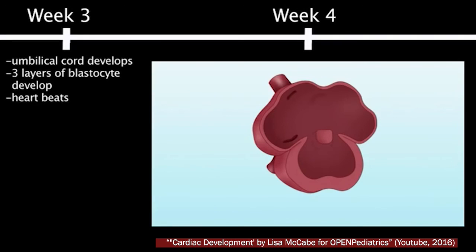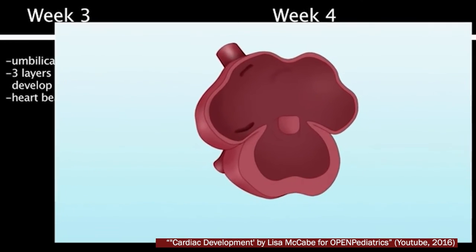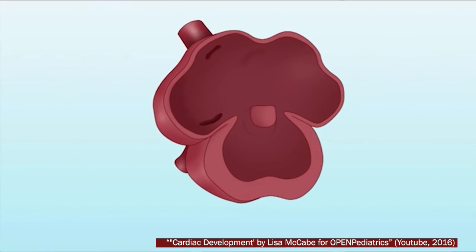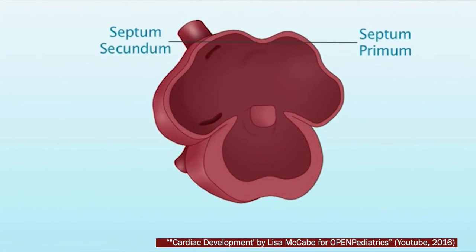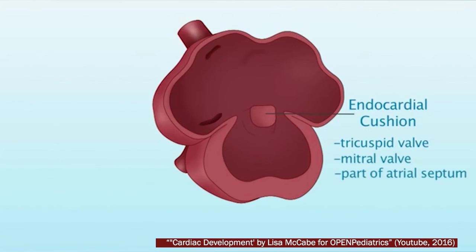Entering into the 4th week of fetal life, the atrial septum and ventricular septum begin to form. The atrial septum grows in layers and includes the tissues of septum primum, septum secundum, and endocardial cushion tissue. The endocardial cushion tissue is located in the middle of the heart. From this tissue arise the tricuspid valve, mitral valve, part of the atrial septum and part of the ventricular septum.